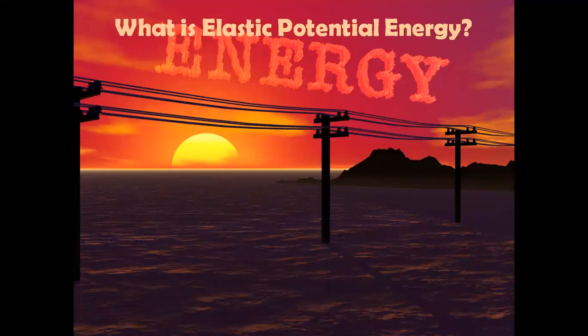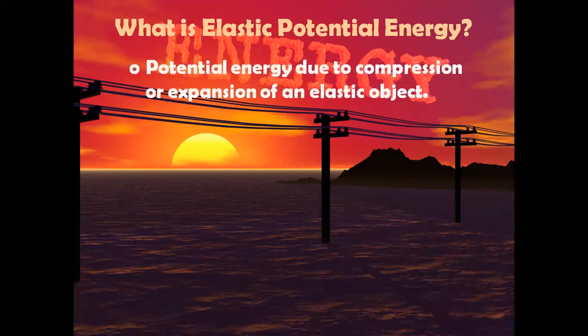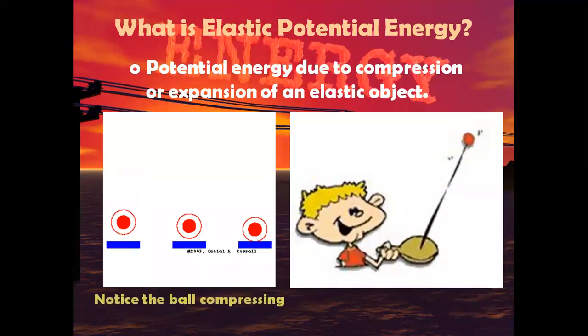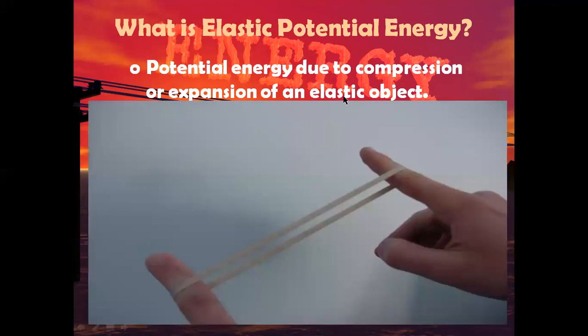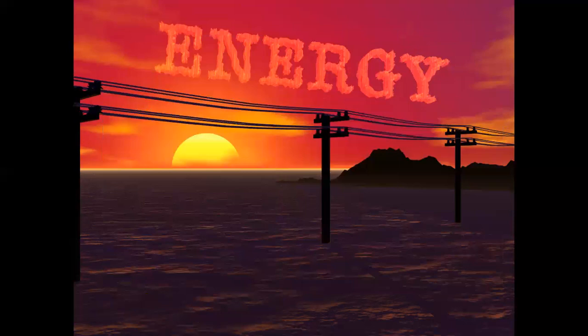Then there is elastic potential energy. It is the energy possessed by an object due to the compression or expansion of an elastic object. For example, an elastic band, if it is stretched or compressed, or a spring, if it is compressed, will possess this energy.